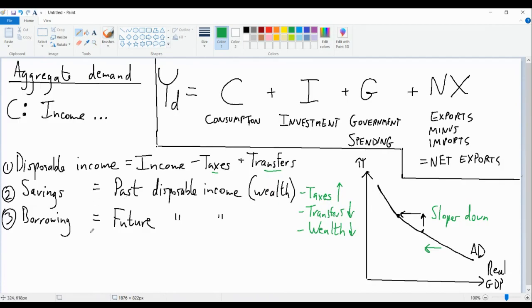Well, borrowing matters. There are several things that might matter for aggregate demand. One, which is particularly important for us, is the cost of borrowing, right? If interest rates rise, then it makes borrowing more expensive, so that should reduce our spending. If interest rates drop, it would be the other way around.